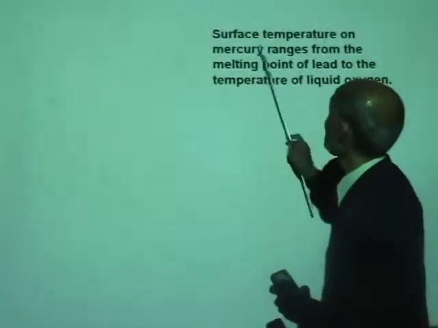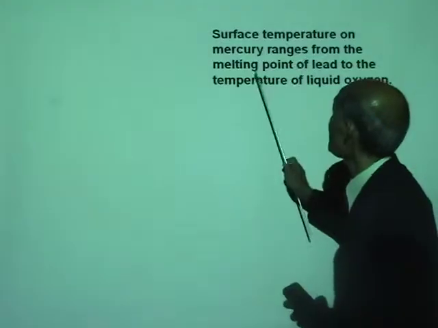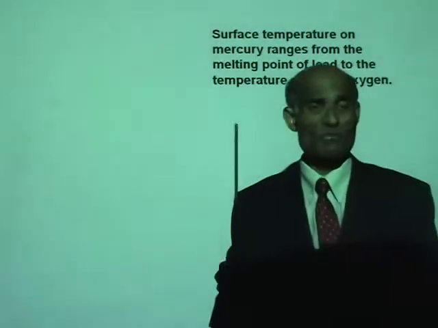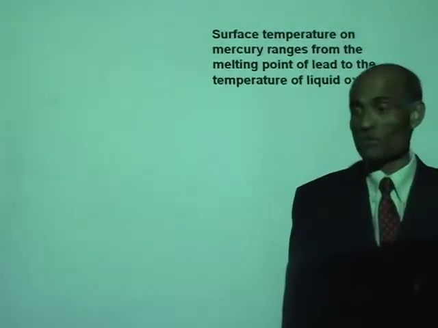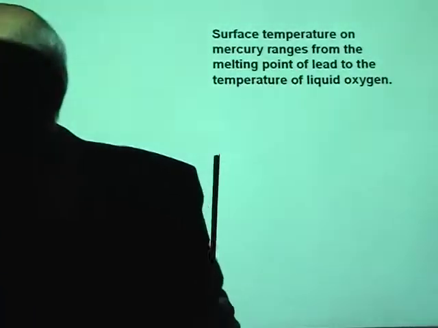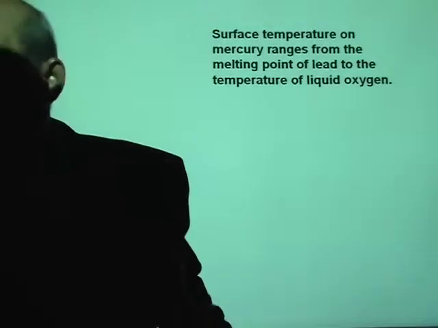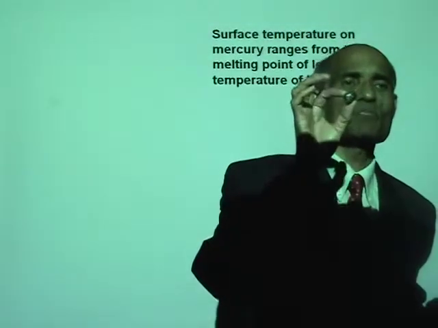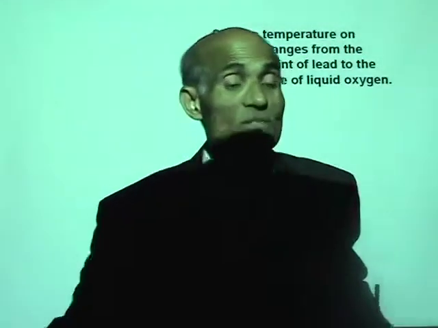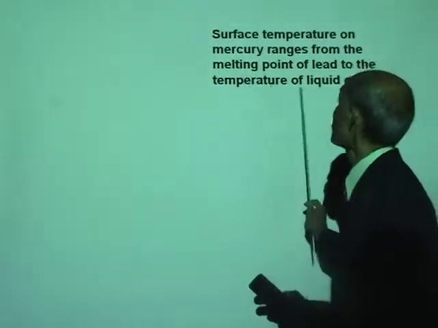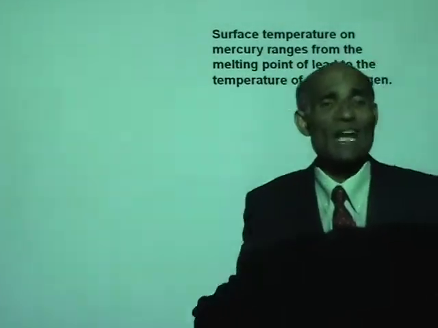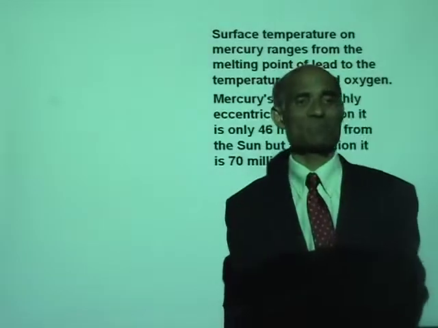The surface temperature on Mercury ranges from the melting point of lead. So during the day, if you keep a piece of lead on the surface of Mercury, it will melt. And at night, oxygen will turn into liquid because of the low temperature.